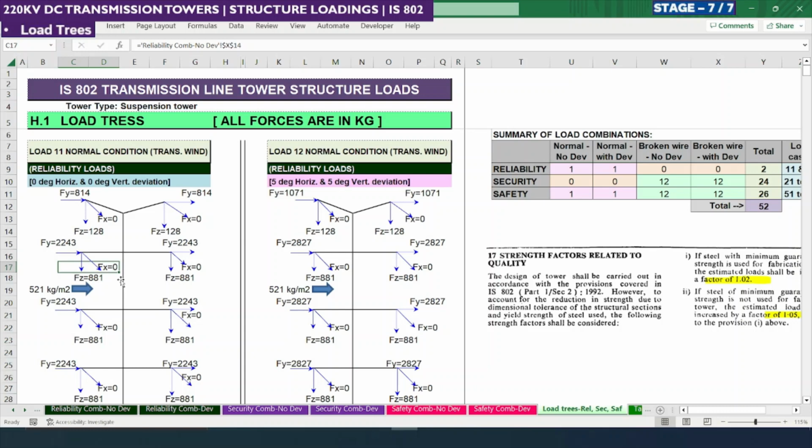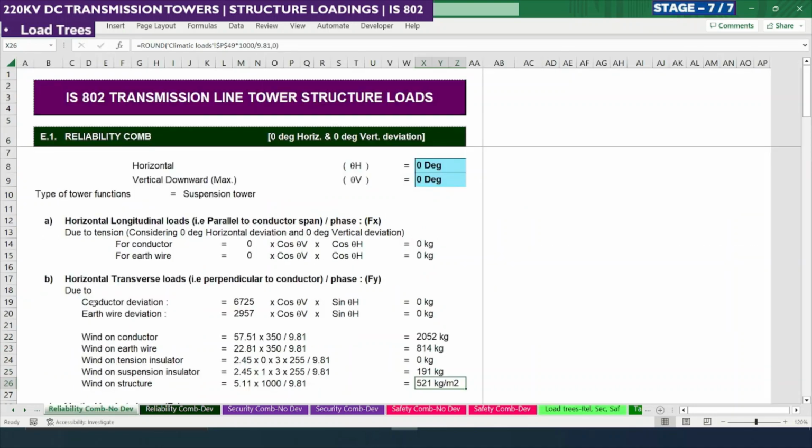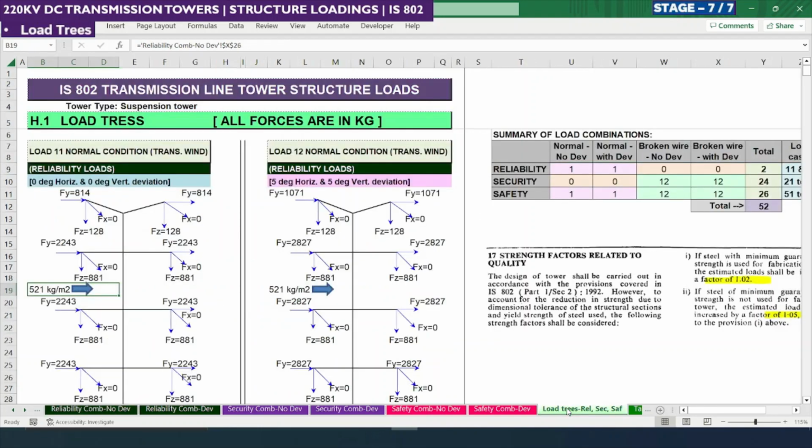So this is what is described in IS 802 Part 1 Section 1 also. You can also refer to that. So always this longitudinal force becomes 0 in reliability load cases. So this is a wind load we need to apply. This wind load we already calculated here. Wind on structure 521 kg per meter square.